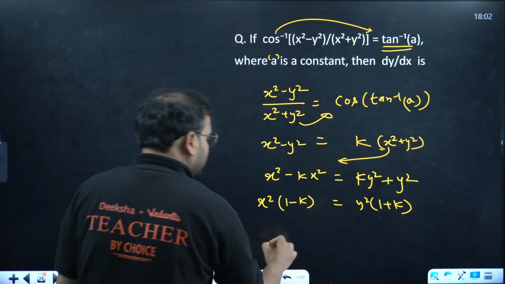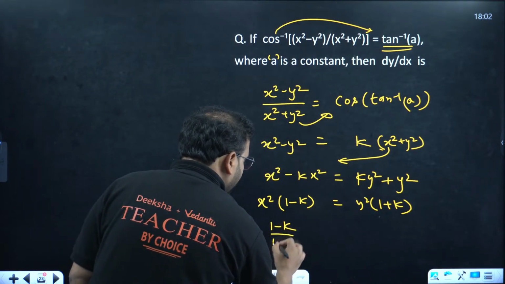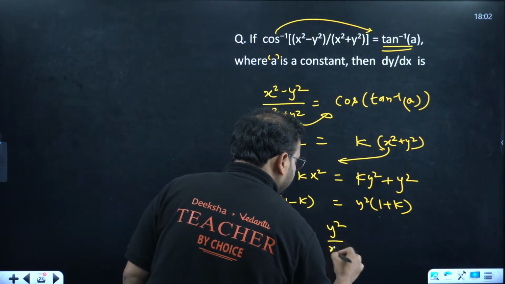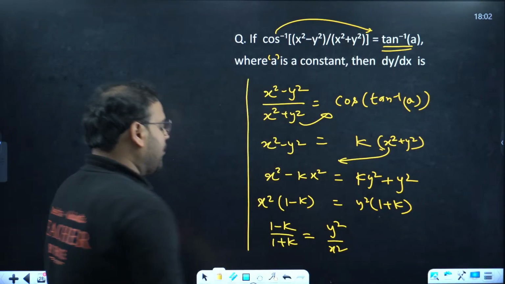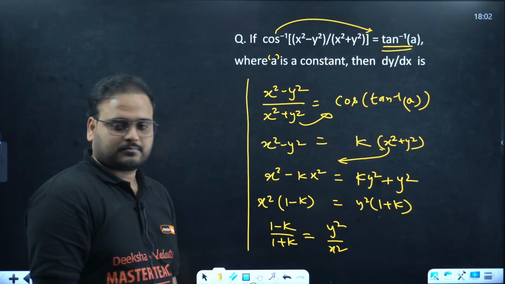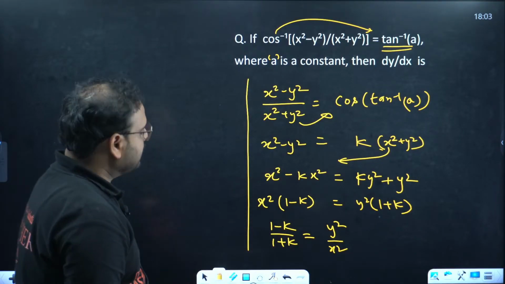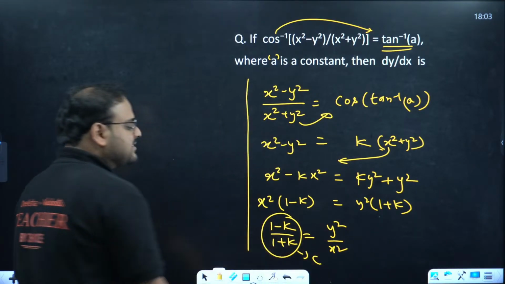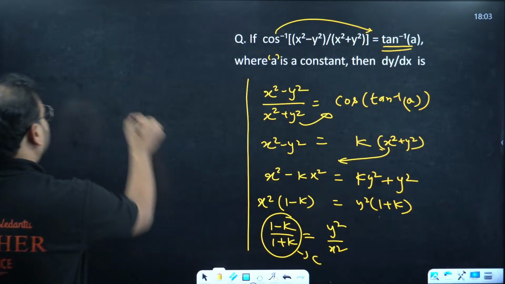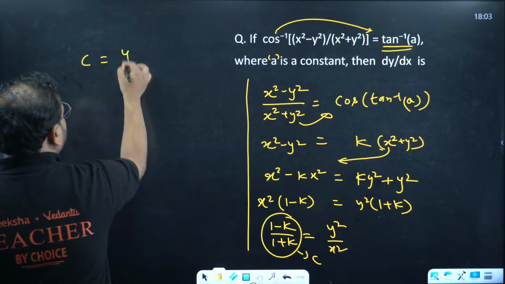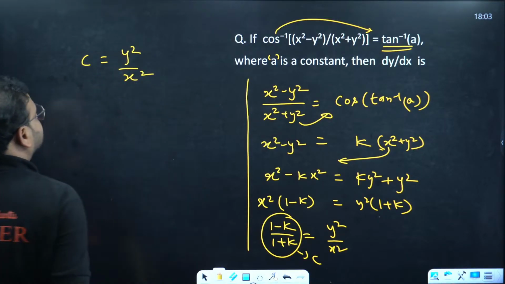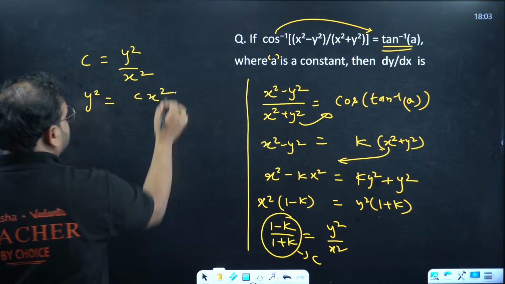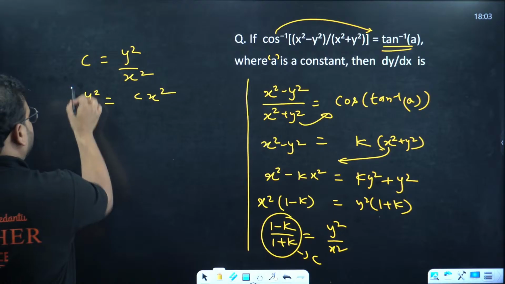Right? So if I solve this in this form, we're going to get 1 minus k upon 1 plus k equals y square upon x square. Right? Okay. So if I take this as another constant, let's say c, 1 minus k upon 1 plus k is another constant, c only. Take c equals y square upon x square. So you get the answer as y square equals c x square. Correct?